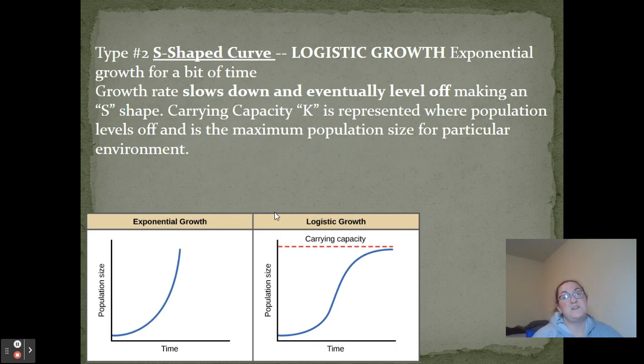Next one is an S-shaped curve, or the logistic growth, meaning that it does eventually slow down. So we're starting to see, oh yeah, we did increase a lot, and then there's some factors that have occurred to stop the population from growing any higher. Growth rate eventually slows down, making an S-shaped curve. Carrying capacity is also known as K, and represents where the population levels off, and it depends on the environment and the resources.